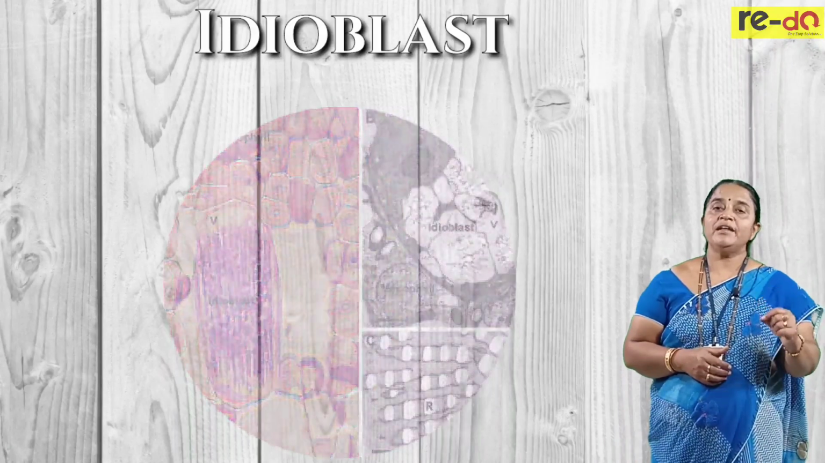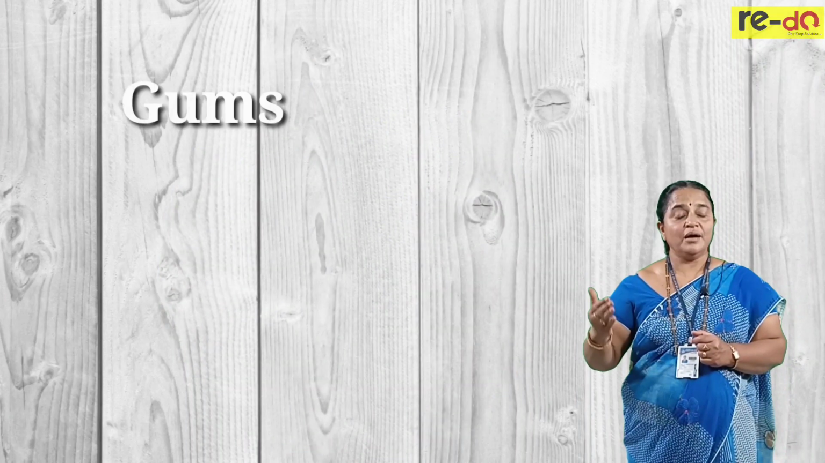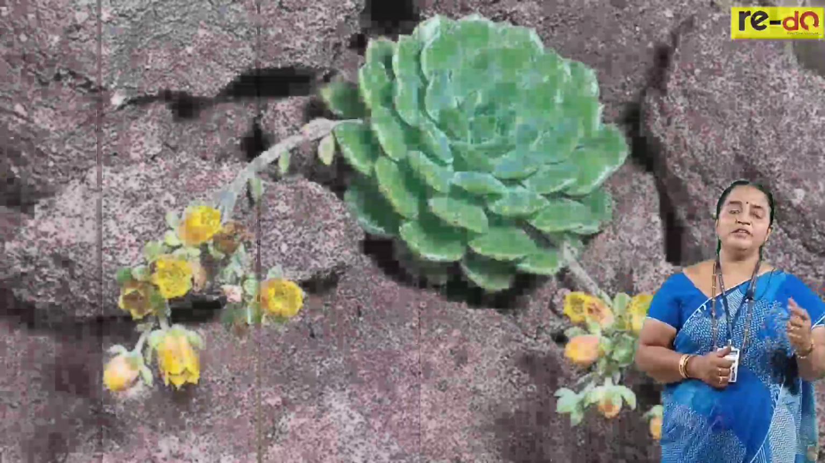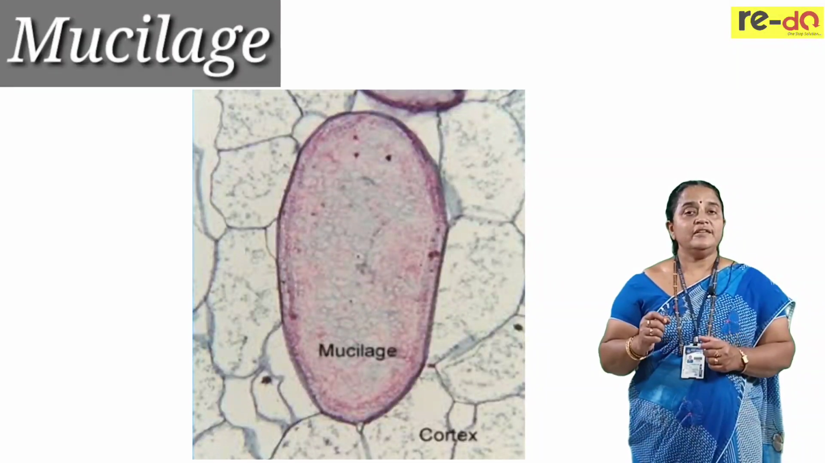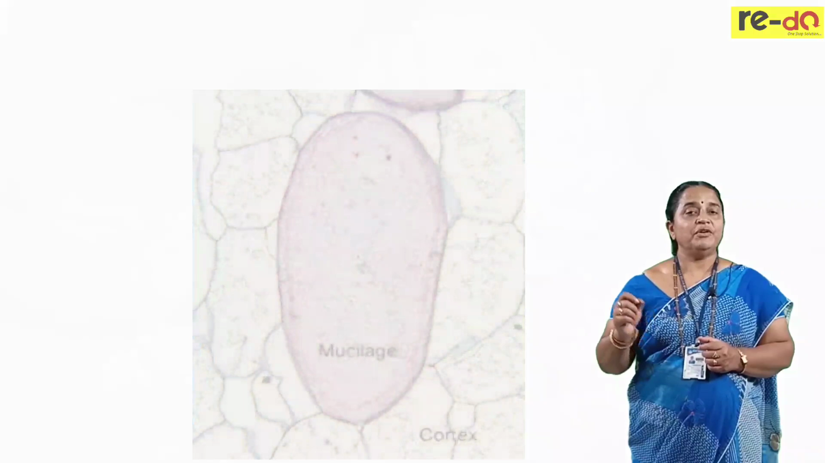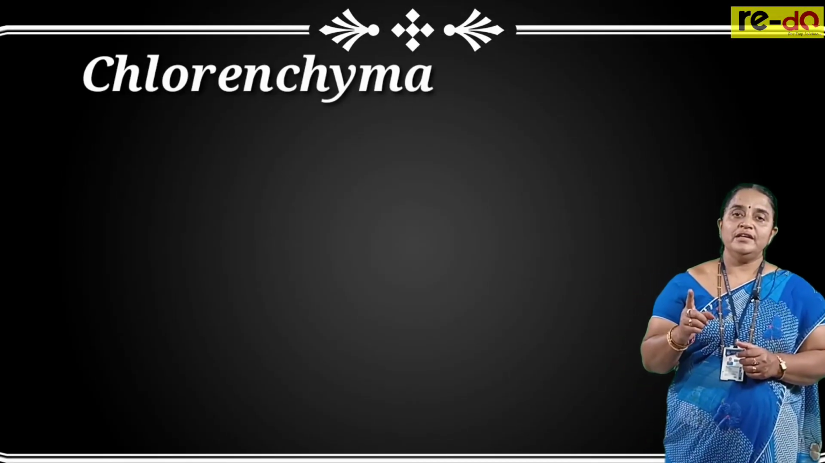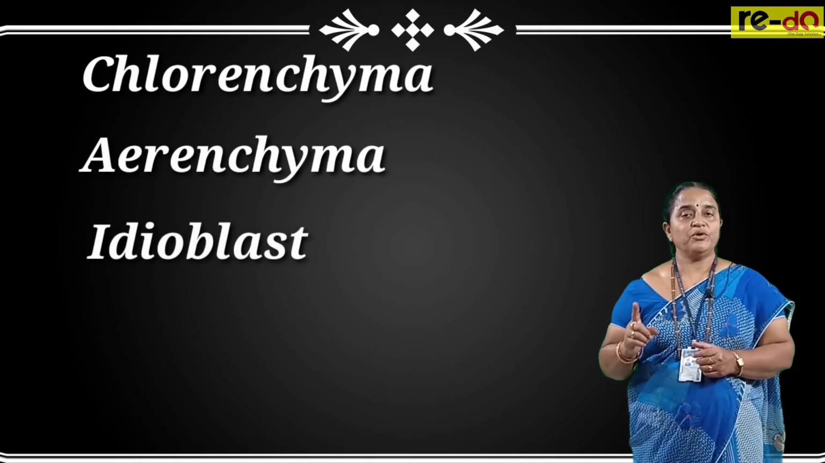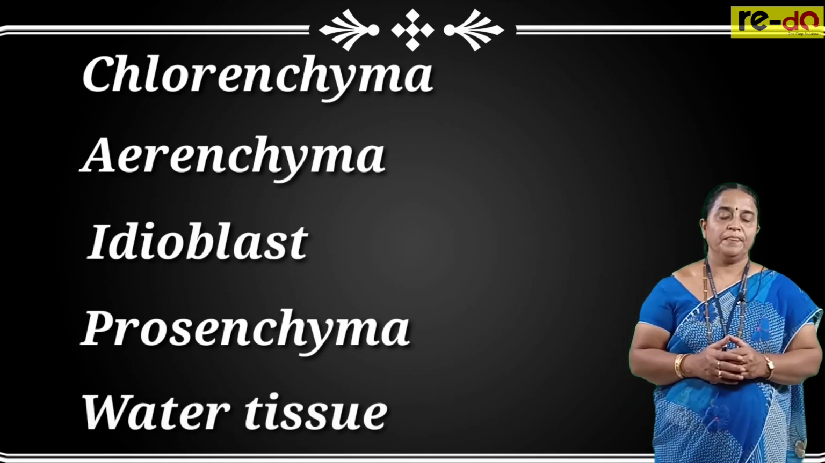Idioblasts are parenchymatous cells storing secondary metabolites like gums, tannin, caffeine, etc. Water tissue is found in xerophytes, which store water in the form of mucilage. It is a xeric adaptation found in xerophytes. So I told you 5 modifications: photosynthetic, chlorenchyma; buoyancy, aerenchyma; secondary metabolites, idioblast; storage, prosenchyma; and water storing in xerophytes is water tissue or succulent tissue.